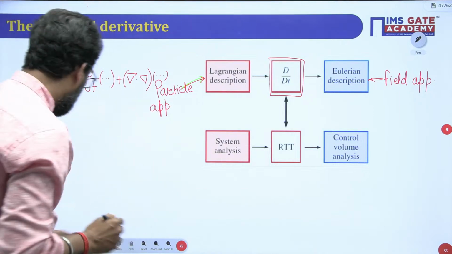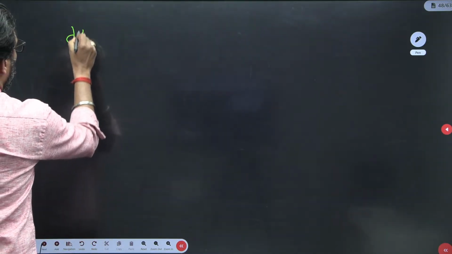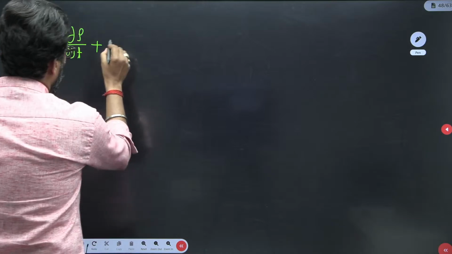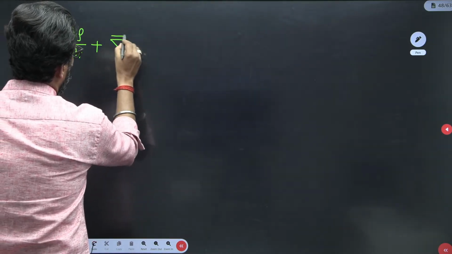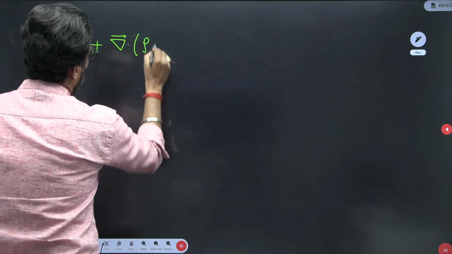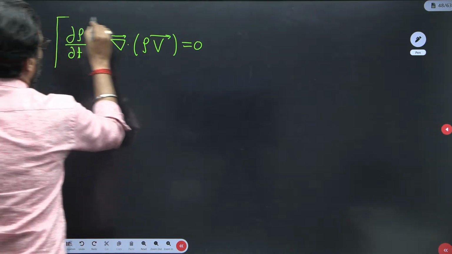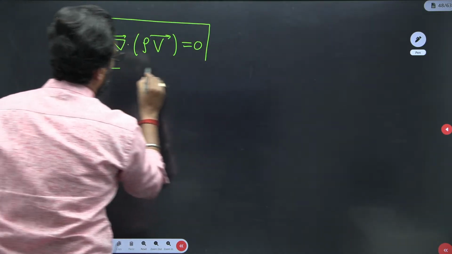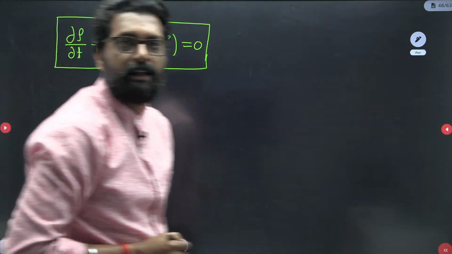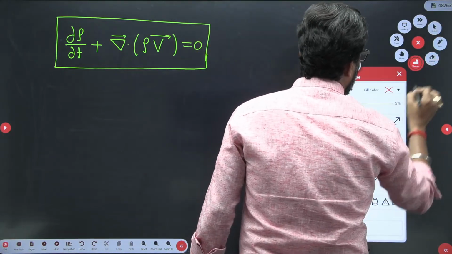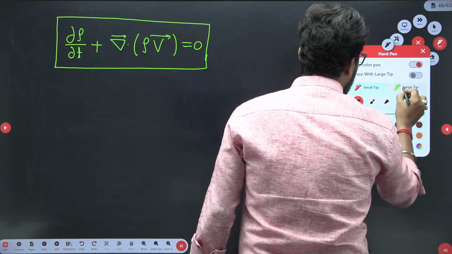Yesterday we already proved the continuity equation: dou rho by dou t plus divergence of rho into v equals zero. This is a very strong equation. We already proved this equation with the help of the material derivative concept. So my dear, we'll see the consequence of this material derivative.